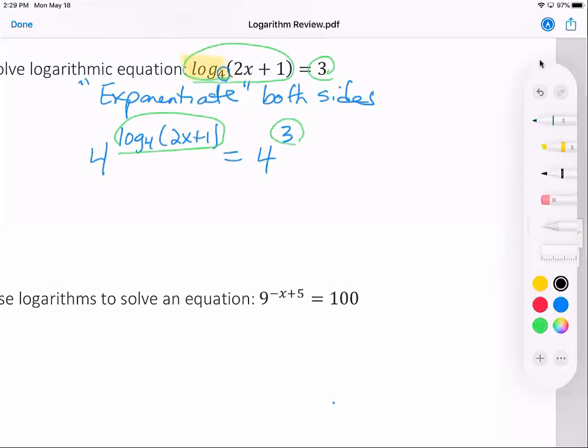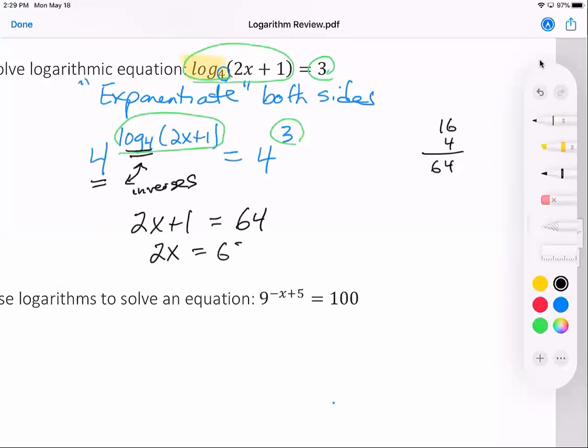The reason why we do that is because when you have a base of 4 with a log base 4, those are inverses. So they cancel, and you're left with just 2x plus 1 equals 4 to the third. And 4 to the third is 48. Let's see, 4 times another 4 is, I guess not 48, 64. So we'd get 2x equals 63, so x equals 63 halves.